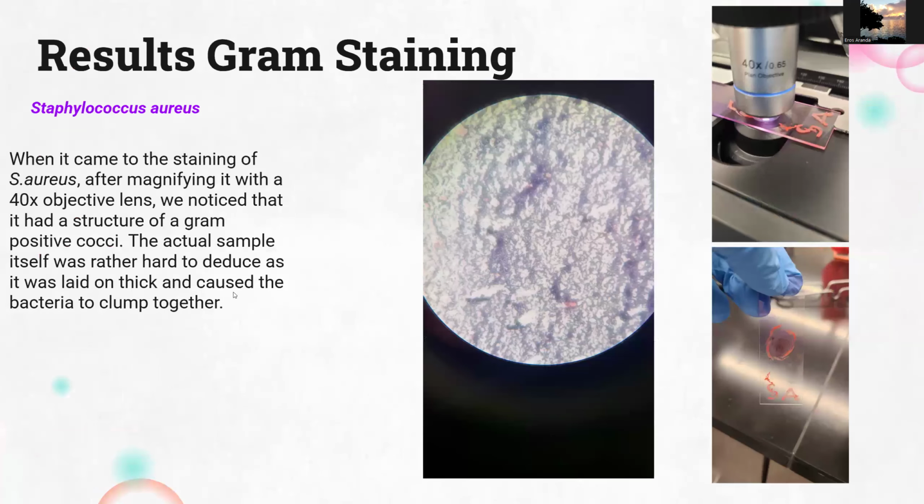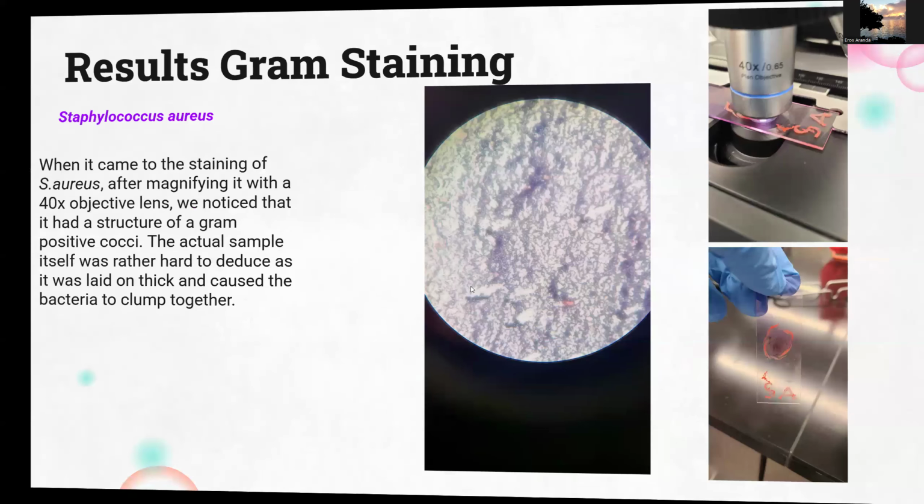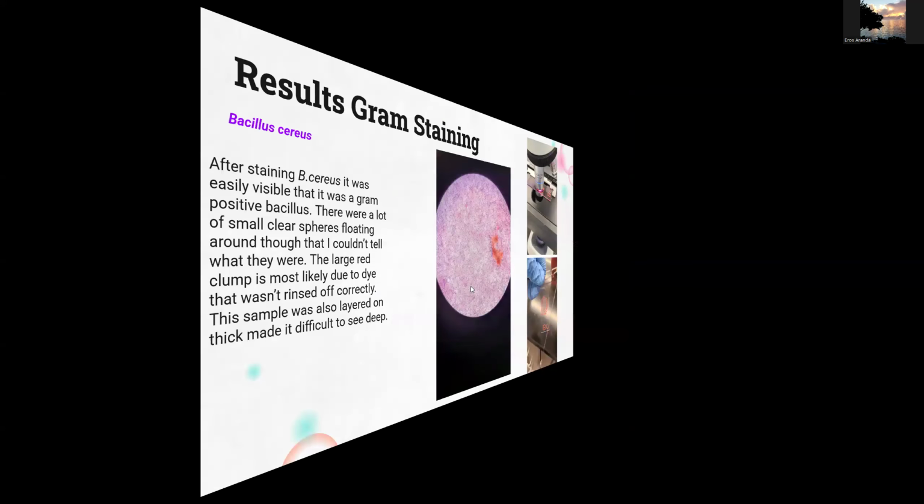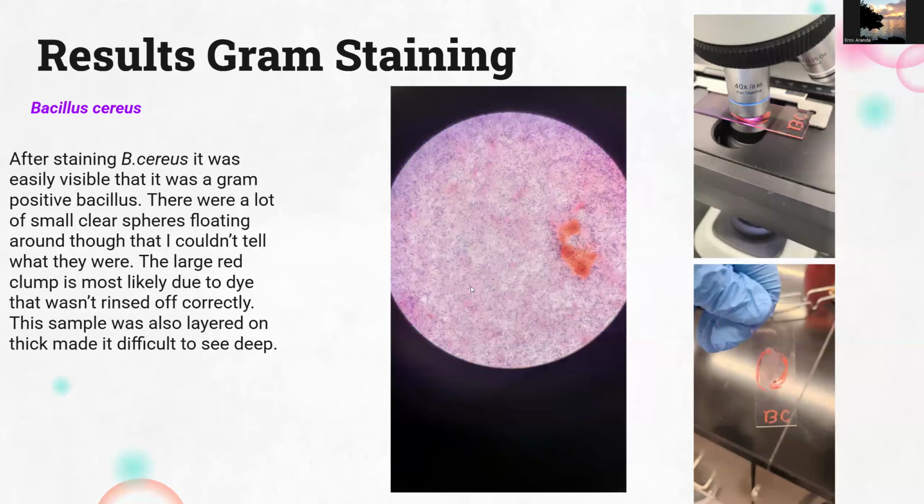Now for gram staining, I'm just going to fly through this. On S. aureus, it looked like gram-positive cocci. The only thing, it was kind of hard because we layered it together real thick. We couldn't see it too much. For Bacillus cereus, this one's a lot easier to see because it was gram-positive bacillus. There were a lot of small spheres floating around, so it wasn't too easy to tell what it was, but in the end, we decided it was gram-positive bacillus.